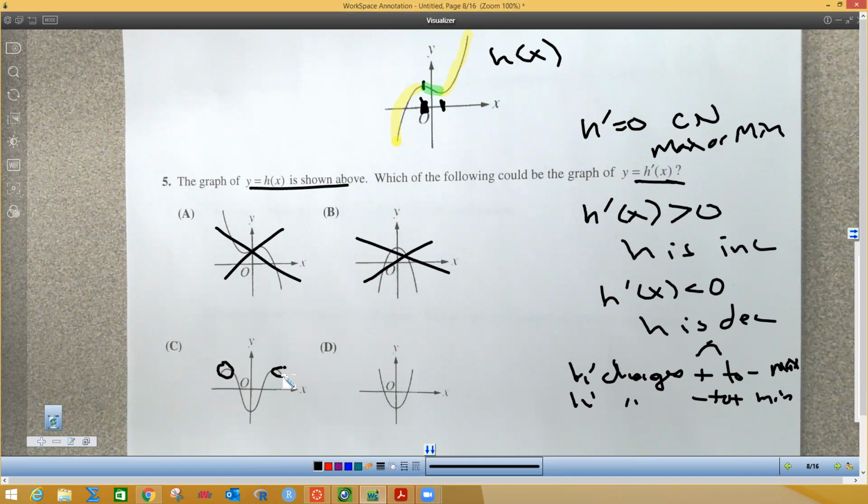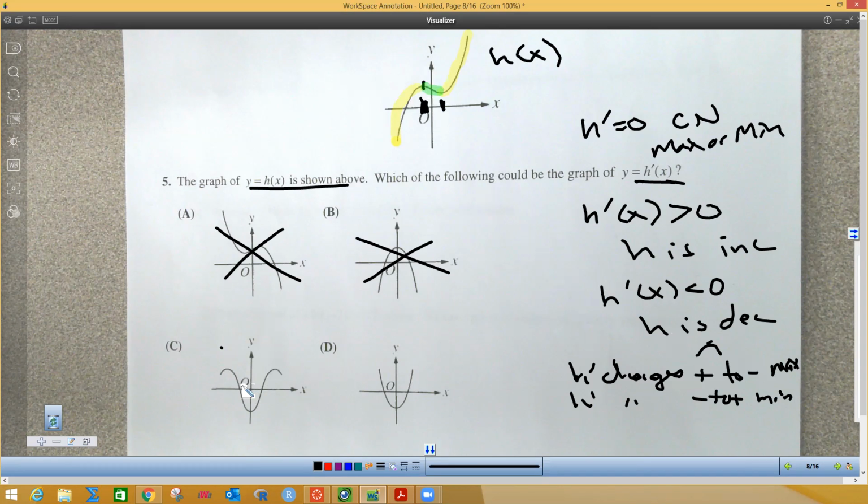Looks like it's going back towards... well, anyway, let's just look at this real quick. What do I have right here? This would be a relative what? What would this be right here? Relative max. This is a relative max. So that means the graph should have been a positive to a negative at this place.